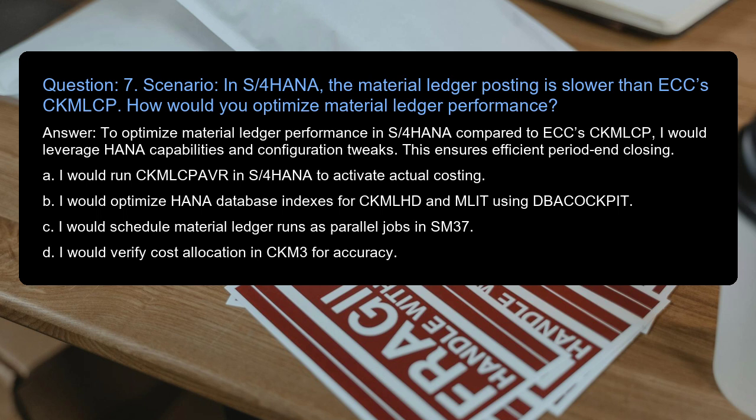A. I would run CKMLCP AVR in S/4HANA to activate actual costing. B. I would optimize HANA database indexes for CKMLHD and MLIT using DBA Cockpit. C. I would schedule material ledger runs as parallel jobs in SM37. D. I would verify cost allocation in CKM3 for accuracy.